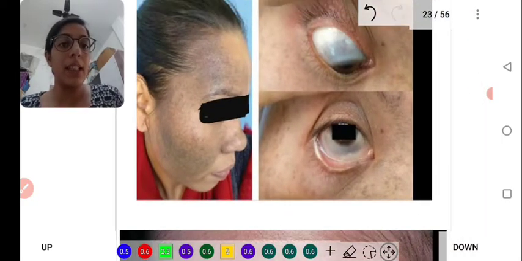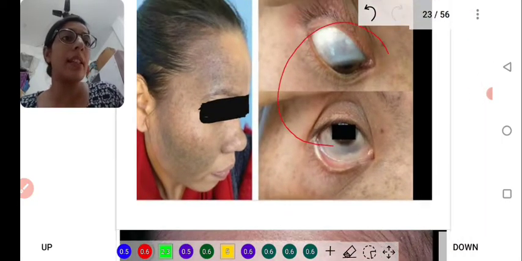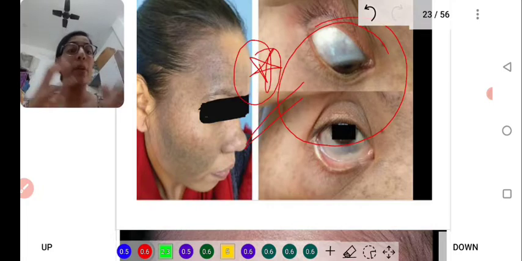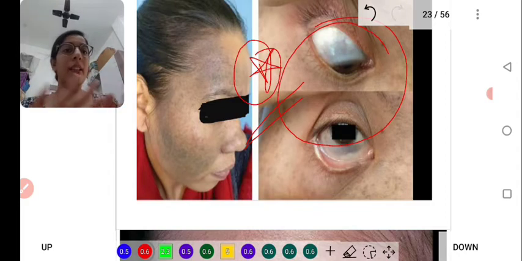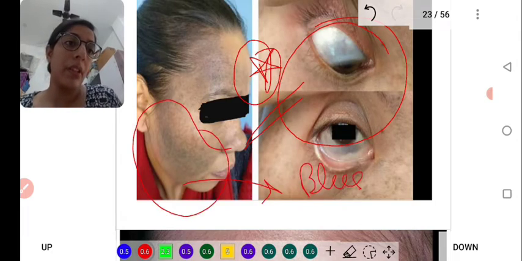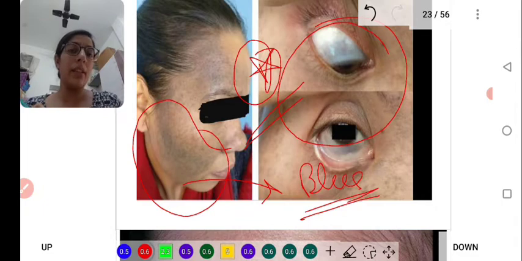Here you can see the most clearly seen, most beautiful image of eyes showing bluish discoloration, and this is known as the nevus of Ota. Yes, sometimes you can see it is not that much blue in appearance, bluish green like appearance, and the sclera is also involved, the face is involved. That is known as the nevus of Ota.